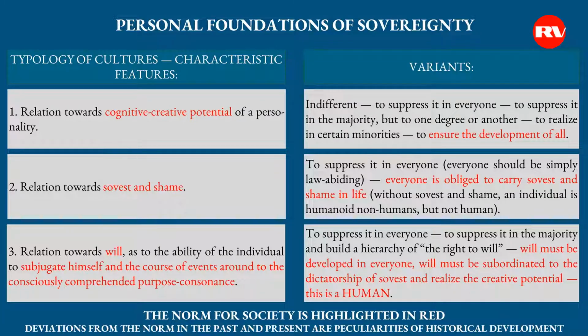Next, we have the relation towards conscience and shame. Suppress everyone. Everyone should just be law-abiding and obedient to those who are higher in the hierarchy than they are. Another variant. Everyone is obliged to carry conscience and shame throughout their lives. Hitler: I freed the Germans from the chimera of conscience. Rabbis: conscience does not exist since nothing is said about it in the Torah. Stalin regularly, in his speeches at the Congress, recalls shame and conscience as necessary factors for the solution of these or those problems.